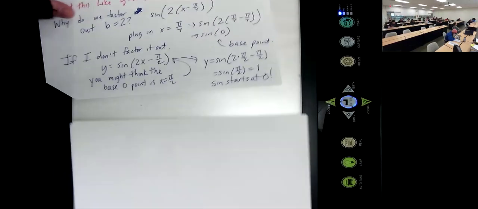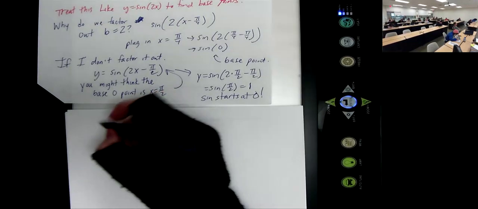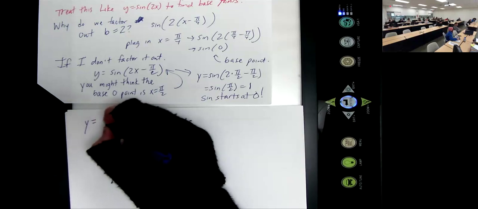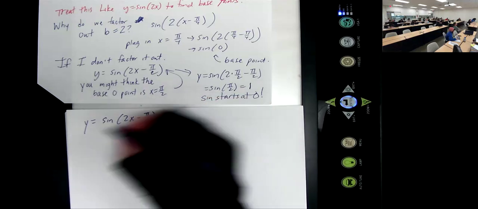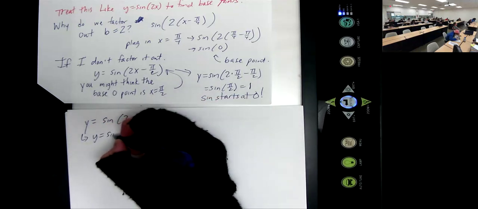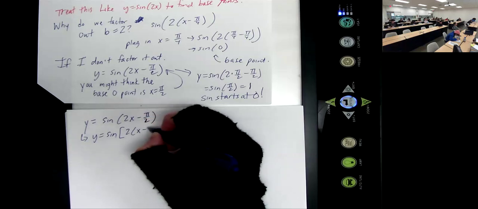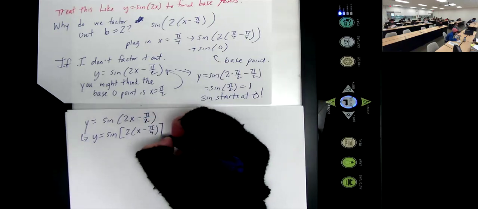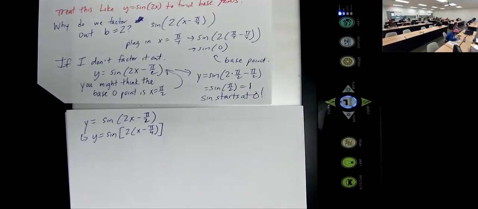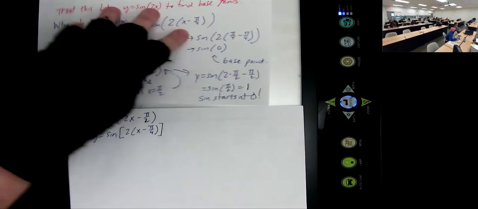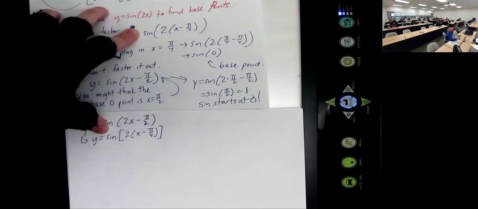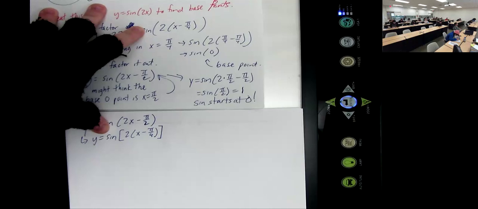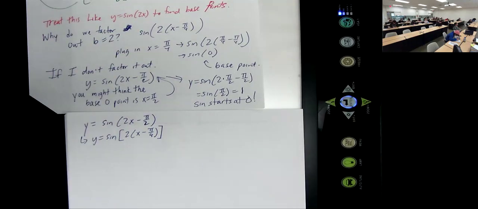Alright, let's try graphing this: y equals sine of two x minus pi over two. To do that, we factor out that two. I tend to like to use a bracket and then parentheses, so I don't have two sets of parentheses in a row. I think that's harder to read than the bracketed version, personally. But if you do the parentheses on both, that's fine. That's just personal preference.